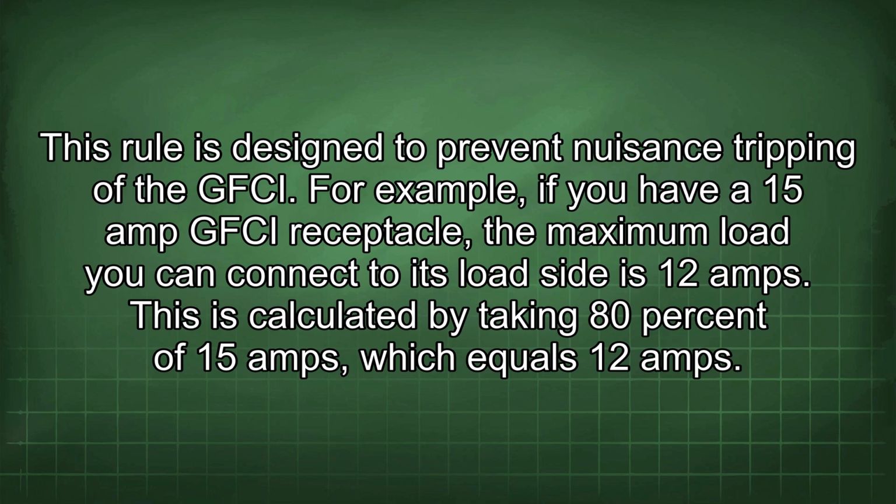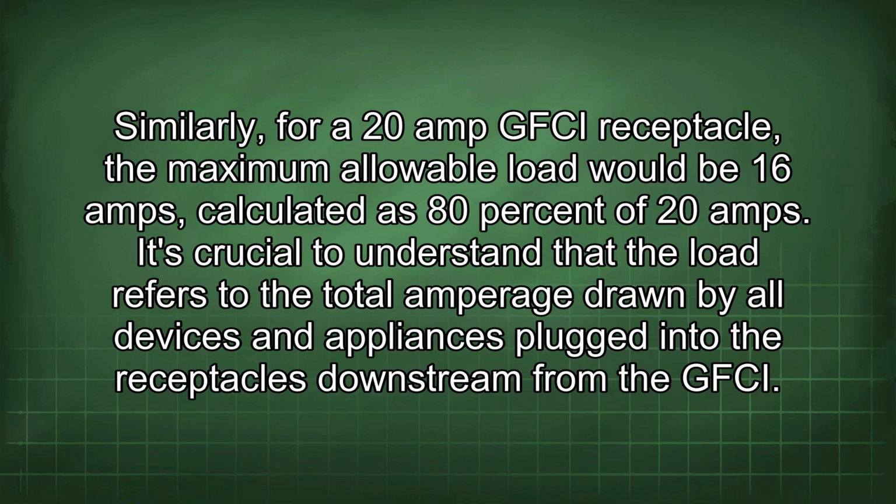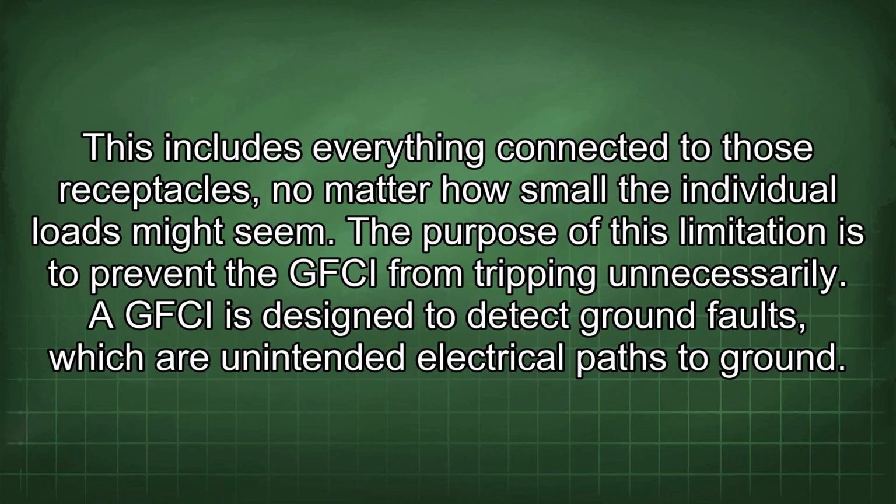For example, if you have a 15 amp GFCI receptacle, the maximum load you can connect to its load side is 12 amps. This is calculated by taking 80% of 15 amps, which equals 12 amps. Similarly, for a 20 amp GFCI receptacle, the maximum allowable load would be 16 amps, calculated as 80% of 20 amps. It's crucial to understand that the load refers to the total amperage drawn by all devices and appliances plugged into the receptacles downstream from the GFCI. This includes everything connected to those receptacles, no matter how small the individual loads might seem.